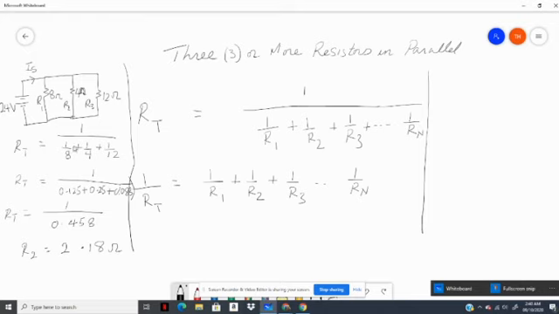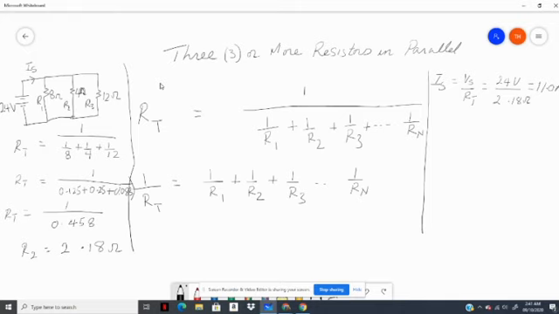We can now proceed to calculate the total current. So we can write that I supply is equal to V supply divided by RT, which equals 24 volts divided by 2.18 ohms. So I'm going to do that in the calculator, 24 divided by 2.18, and I get 11.0 amps. Okay, 11.0 amps. So here is 11 amps.